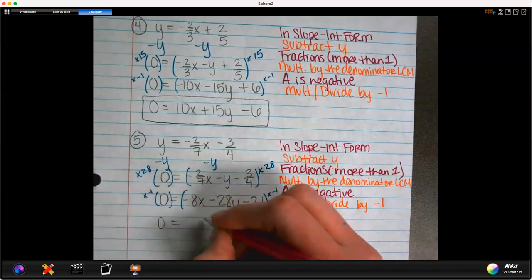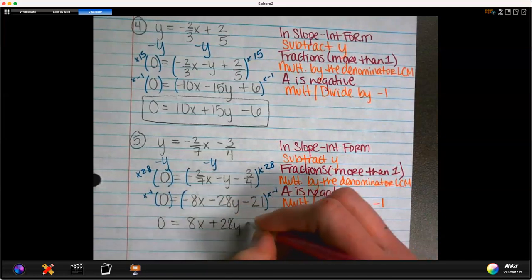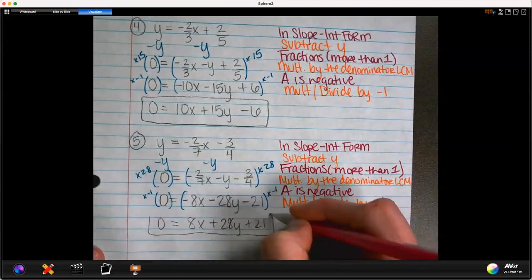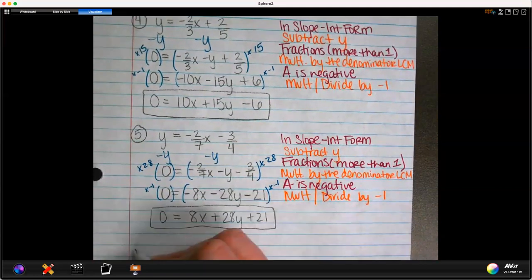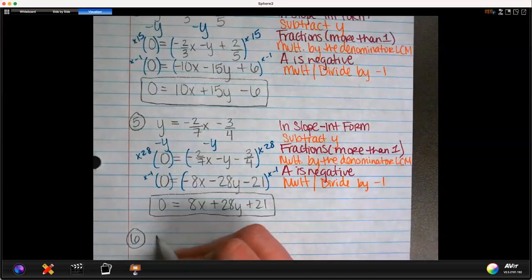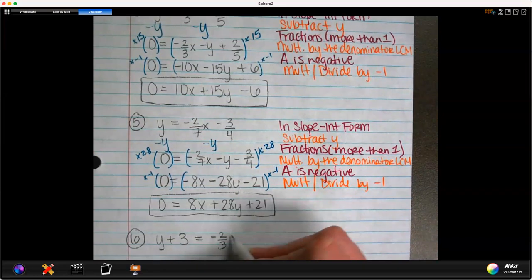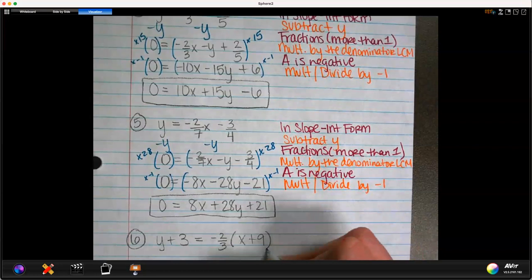So my final answer should be 8x plus 28y plus 21. Okay, show of hands, who was able to get that? Okay, we're going to do one more of this type of problem. Number 6: y plus 3 equals negative 2/3 times the quantity x plus 9.